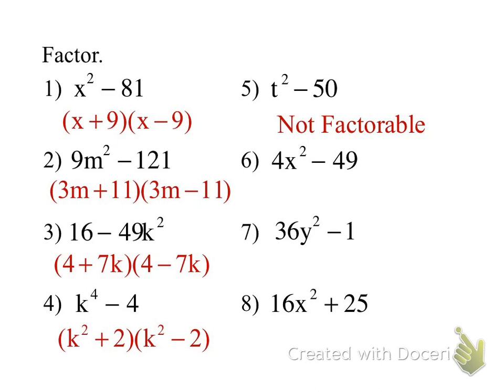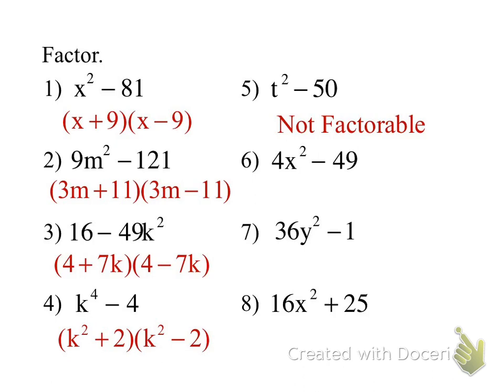Okay, number 6. Okay, next one. 4x squared minus 49. Olivier? It is 2x minus 7 and 2x plus 7. Perfect. And next one, let's go.